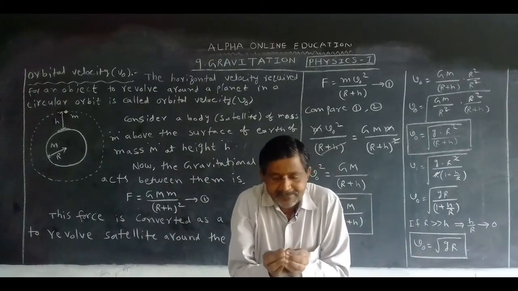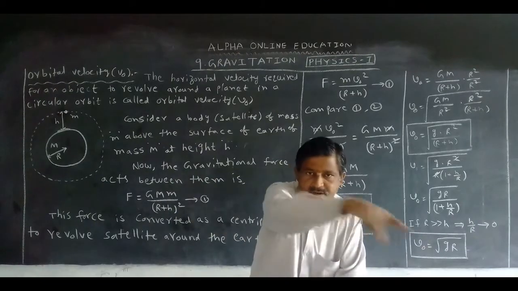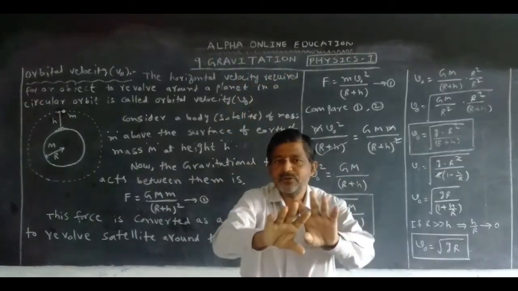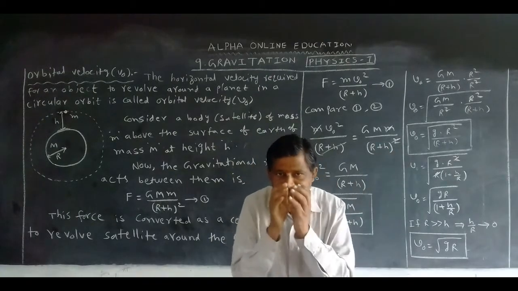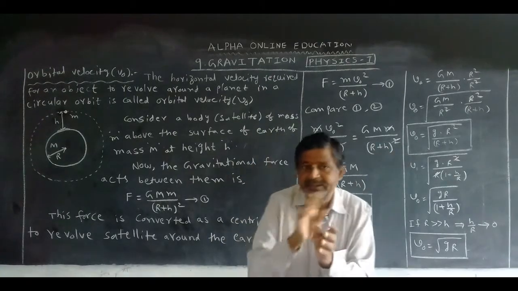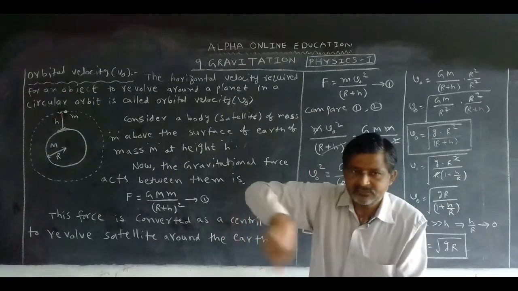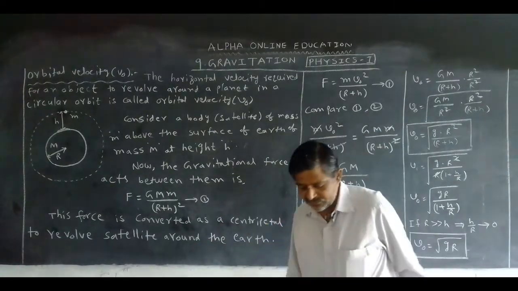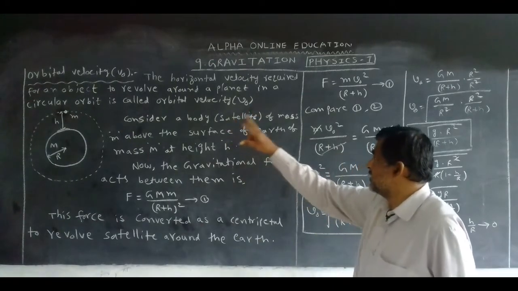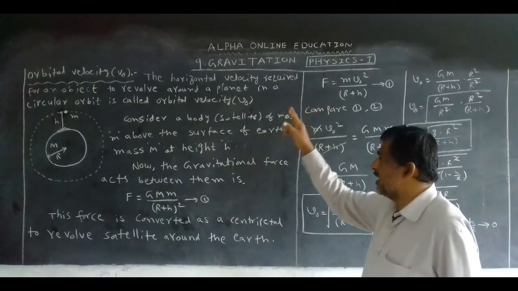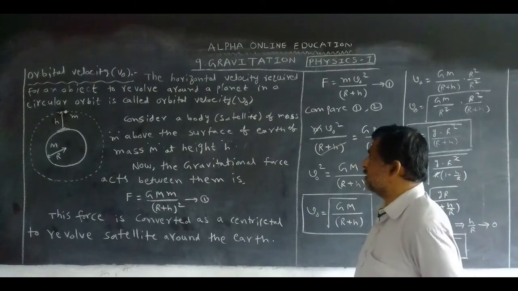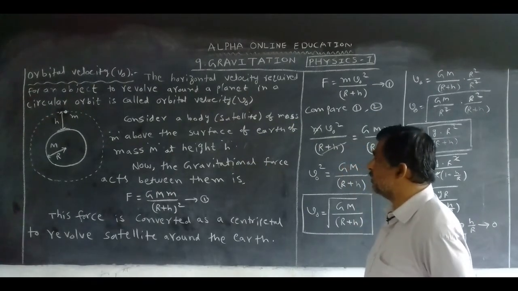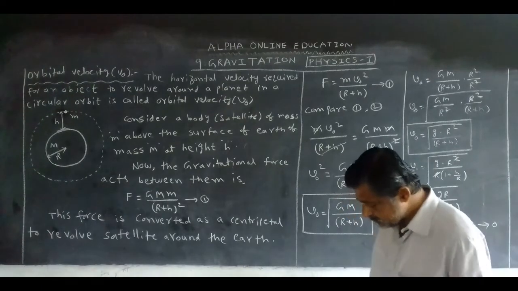If we take the sun, the planets revolve in an elliptical orbit. That's why don't take the sun. You take the planet. Around the planet, satellites revolve. That's why, what is the definition for the orbital velocity? The horizontal velocity required for an object to revolve around a planet in a circular orbit is called orbital velocity.